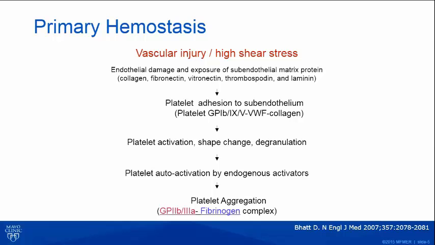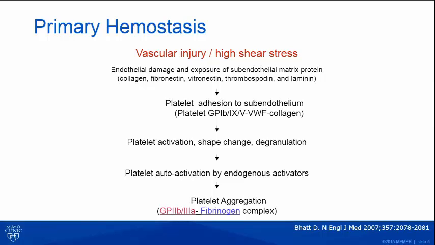So, more details on primary hemostasis. With vascular injury and high shear stress, there will be endothelial damage with exposure of the subendothelial proteins, importantly collagen, fibronectin, etc. The next step is for the platelet to come and adhere to the subendothelium, and this is mediated by Willebrand Factor, which is a multimeric protein that has binding domains for both collagen and the platelet. So it will bring the two together.